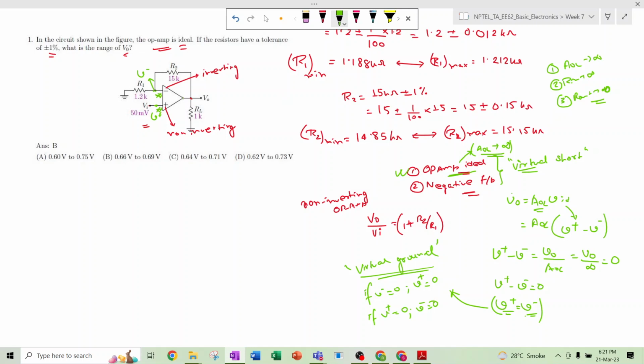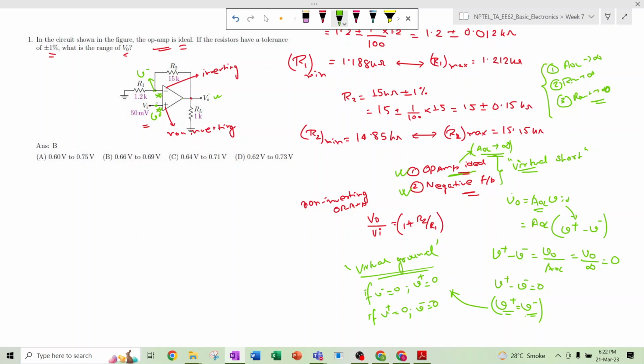So whatever voltage is amplified, that same voltage will appear at the output VO. Okay, so these three are the most important properties of the ideal op amp. So this is the ideal op amp, and also it is connected in negative feedback, so that's why we can consider it as a virtual short condition.